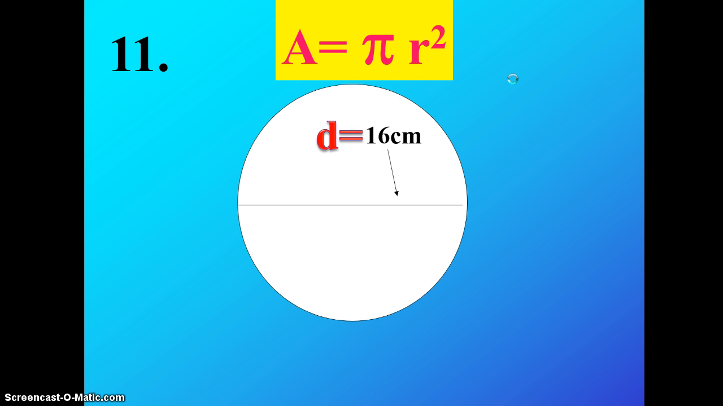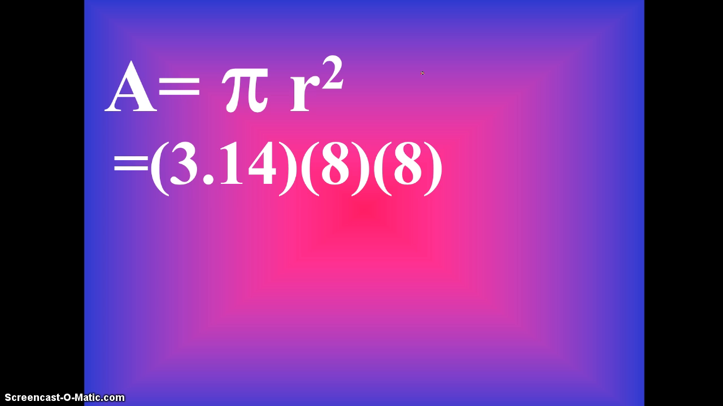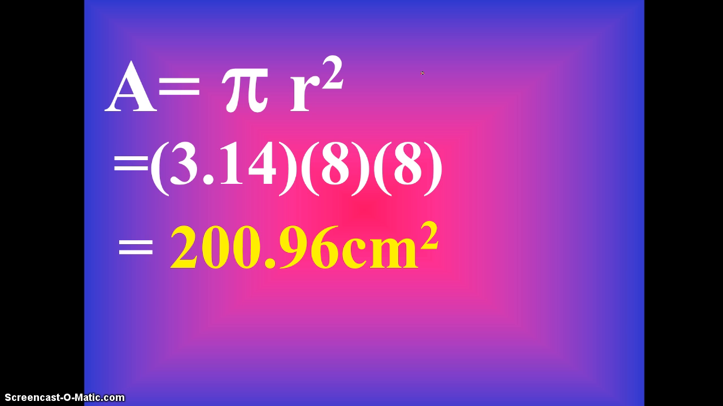Here the diameter is 16. We don't need the diameter, we need the radius, so we're going to have to cut that diameter in half. And we get a radius equal to 8. Half of 16 is 8. Use our formula, 3.14 times 8 squared, and we get an area of 200 and 96 hundredths centimeters squared.